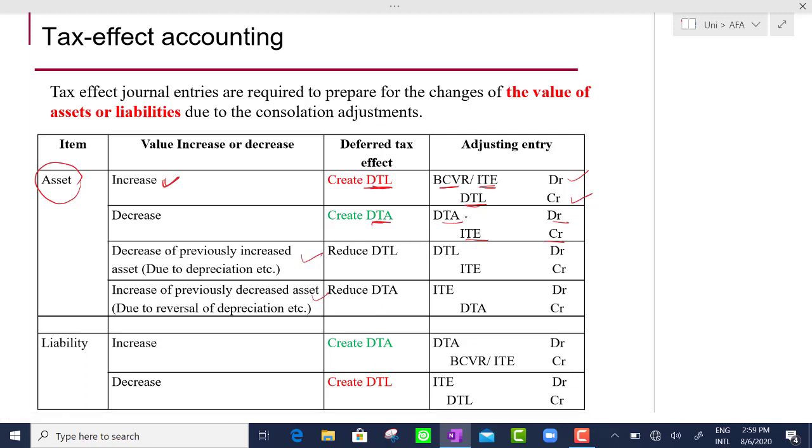subsequently decreases. That is the meaning of a decrease of a previously increased asset. Like due to depreciation. Now if you make additional depreciation because of the consolidation, right?